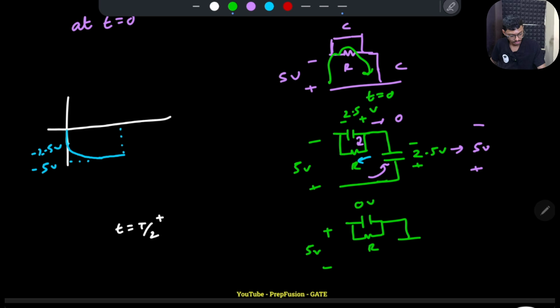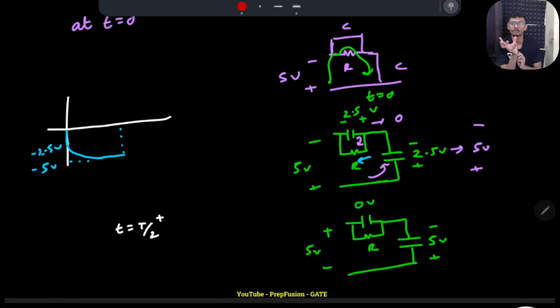This capacitor has 0 voltage, and this capacitor we know has -5 volts. Now there is again a problem. Again there will be a KVL violation. Both of these capacitors will provide a very low impedance path, because there is a KVL violation. If you apply KVL, 10 equals 0, which is not possible.